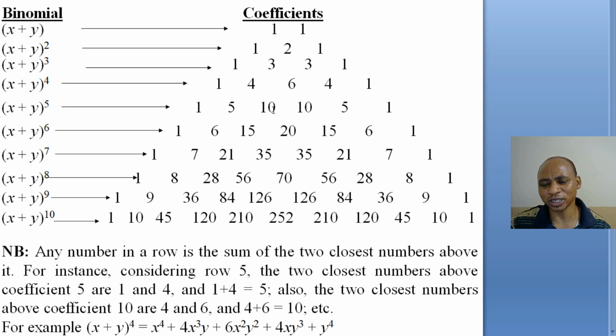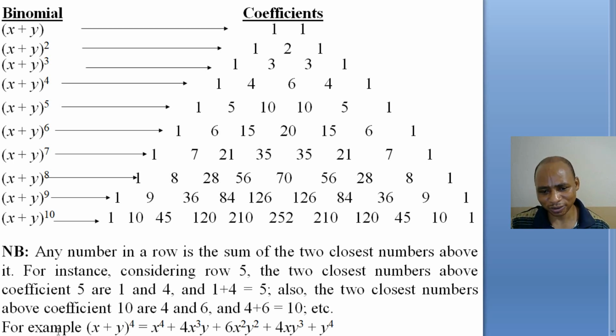Also, if we consider the coefficient 10, you see that the two numbers directly above it are 4 and 6. And when you add 4 to 6, you end up getting 10. So this is how Pascal's triangle is generated down to the higher powers.